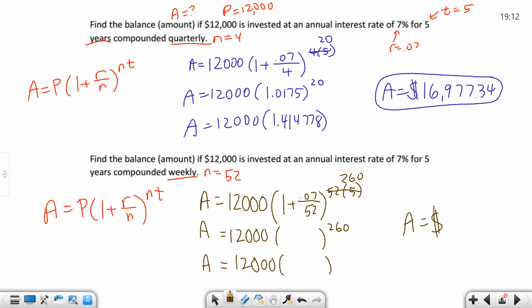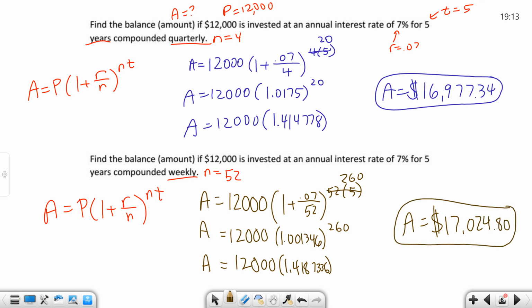So what is that? 0.07 divided by 52 plus 1. This one needs to be rounded. 1.0013. I mean, when you write it down. Okay. Next number is 1 after that 6. But again, I'm not actually rounding that. I'm just writing it rounded down. When I said need rounded, I just meant to write it down. Okay, so then raise this to the 260 power, and you get 1.41873336. Okay, it's 588. Anyway, all right. Again, I'm not rounding it. Have it in there times 12,000, and we get $17,024.80.